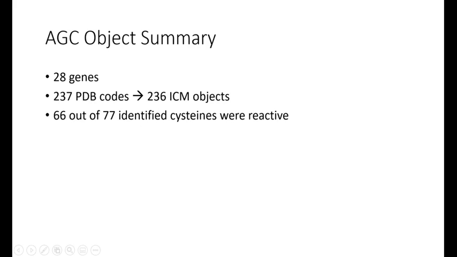The ligandable human proteome resource included 28 kinase genes in the ACG group and 237 associated PDB codes. Of the 237 PDB codes, ICM-Pro was able to generate 236 ICM objects. 77 cysteine residues have been identified to lie within 3 angstroms of the catalytic pocket of these 3D structures. 66 of the identified cysteine residues have been predicted to be reactive by ICM-Pro.